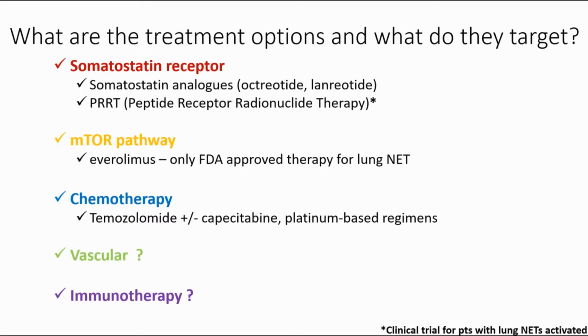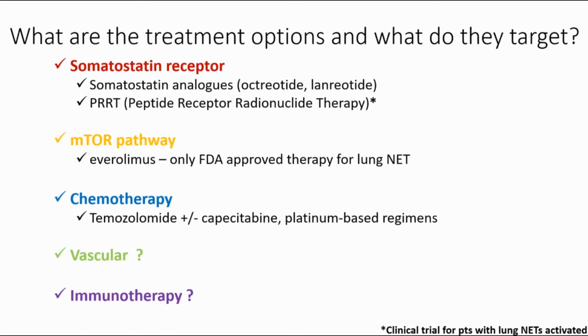There's also a targeted radiation therapy. We call these radiopharmaceuticals or peptide receptor radionuclide therapy. And I'll tell you about a very interesting clinical trial that I'm conducting with my colleague at UCSF, Dr. Hope. And then there are other drugs, like targeting the mTOR pathway. In fact, everolimus is the only FDA-approved therapy for patients with lung neuroendocrine tumors. There are also chemotherapy options. Maybe targeting vasculature may be helpful. There's some data that suggests that immunotherapy may be helpful in a subset of tumors.